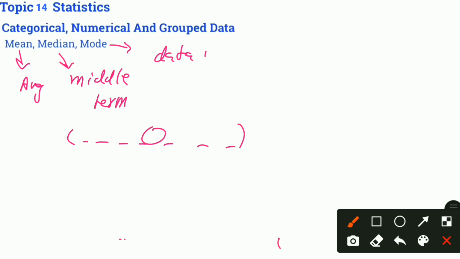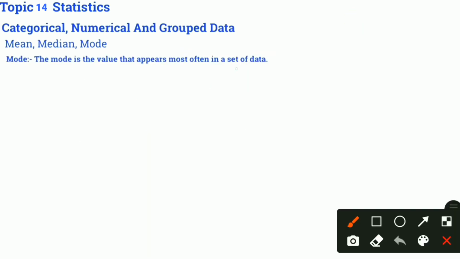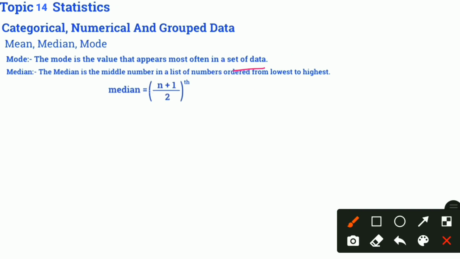The data with the highest frequency. The mode is the value that appears most often in a set of data. The median is the middle number in a list of numbers ordered from lowest to highest. This is the formula for the median. Let's say that we have these numbers and we need to find the median.